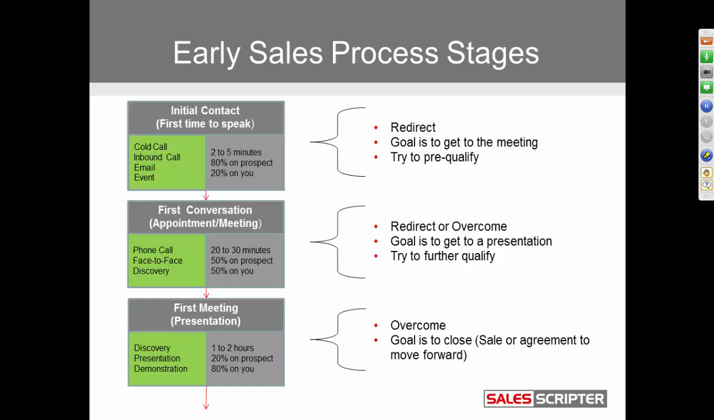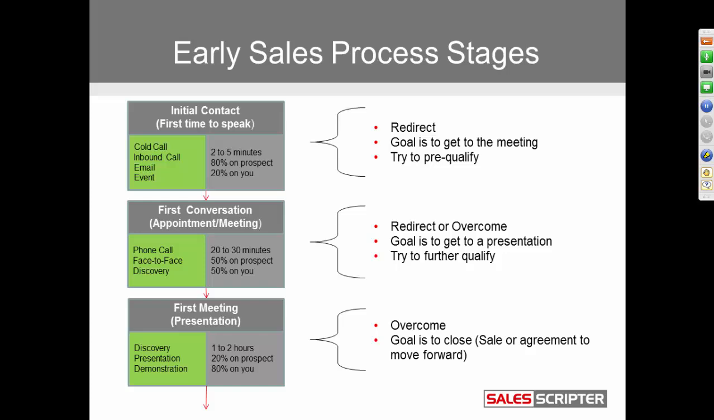So the goal of that very first stage is to get to the second stage, and the third stage is sort of giving a presentation, a demonstration, maybe providing a proposal. Depending on what you sell, sometimes stage 2 and 3 might be all in one. Typically you cold call and then you're giving some sort of presentation or demonstration after that. But the point here is, let's get back to dealing with objections. So those are the stages.